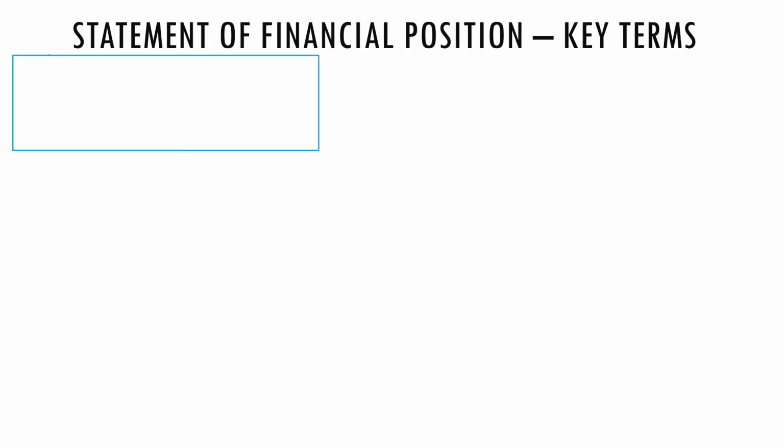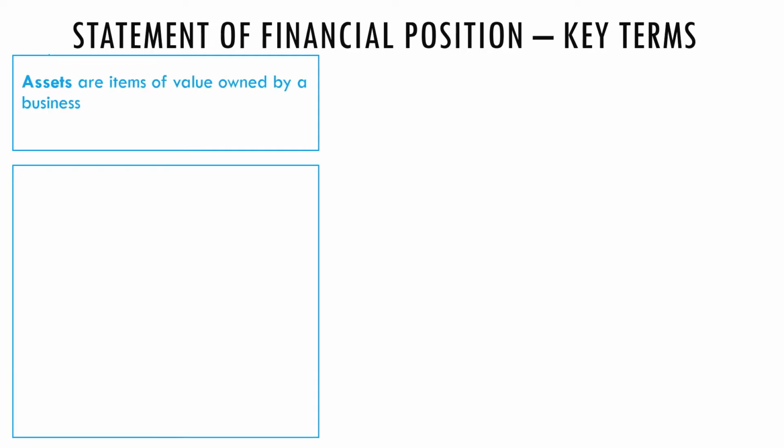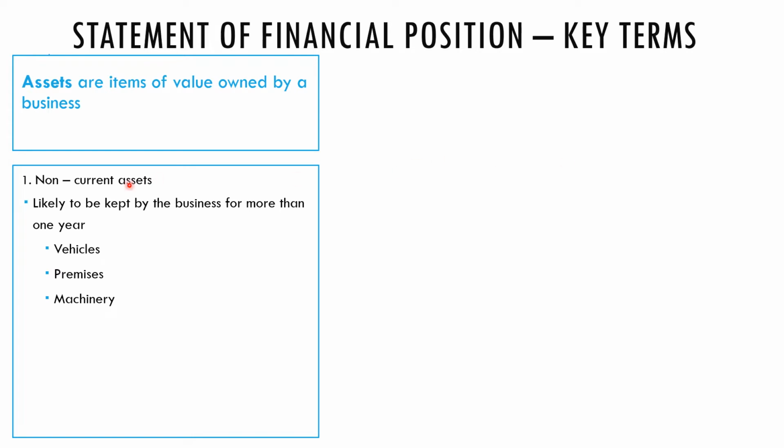The first set of key terms is to do with assets. And assets are items of value owned by a business. And there are two broad categories of assets that we need to be aware of. The first are non-current assets. And those are assets that are likely to be kept by the business for more than 1 year. So for example, vehicles the business owns, or its own premises, or any machinery, these are assets the business is likely to keep for more than a year. They're not going to get rid of them currently, so they are non-current. They're going to be here for a long time.